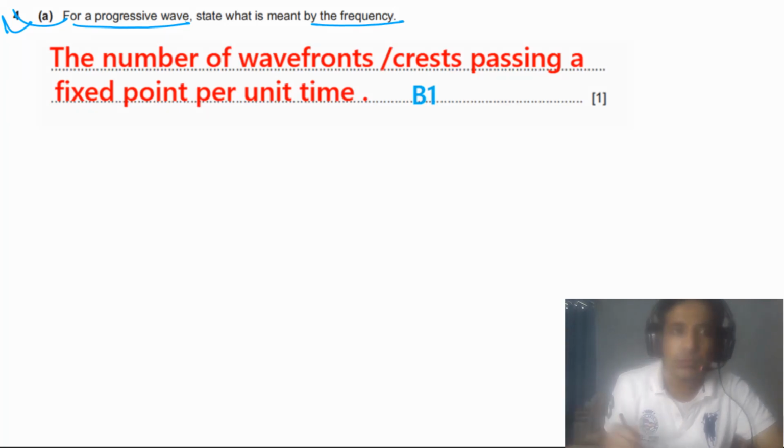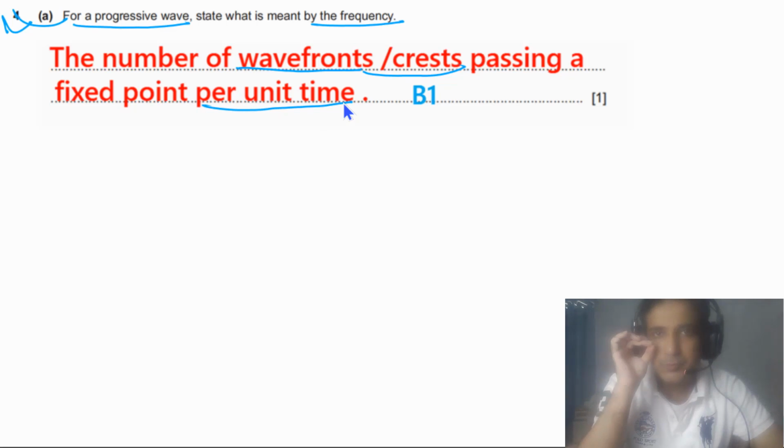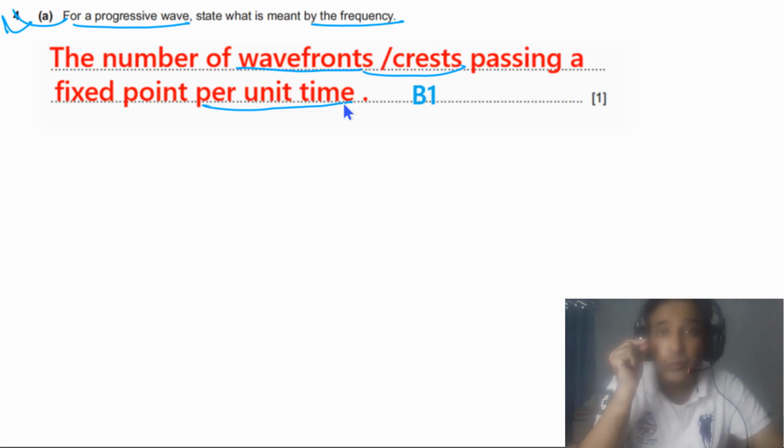So simply you can say the number of wave fronts, or you can say number of crests passing a fixed point per unit time. The beautiful way to observe this one is, means how you can observe the frequency. You can look at the point and you can count how many crests pass that point in 1 second. So that is the frequency, how you can observe frequency of a progressive wave.